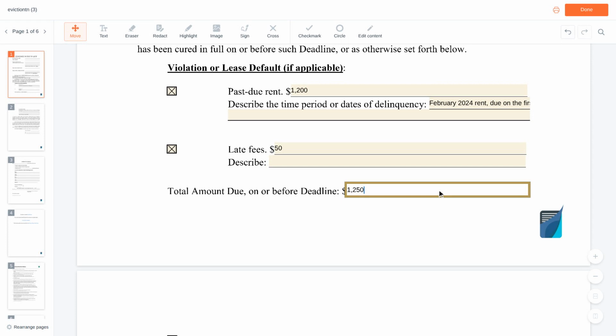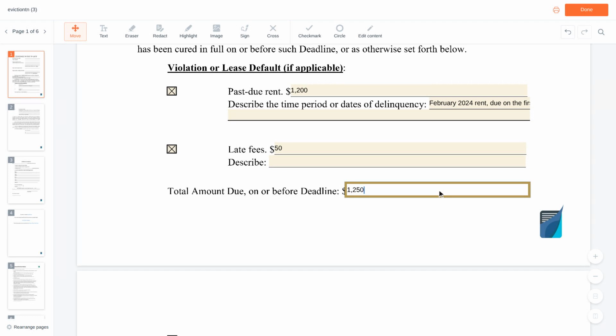For nuisance or waste violations, you must give at least 7 days written notice. And that notice needs to specify the breach and the date the rental agreement will terminate. For a non-remediable breach, the notice period is not less than 14 days after the tenant receives the notice.